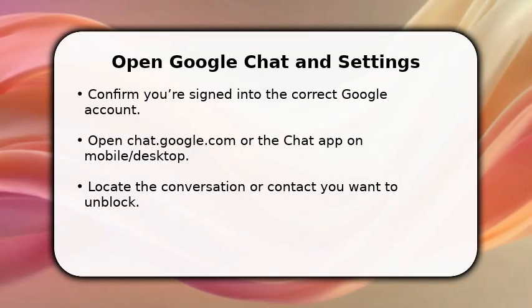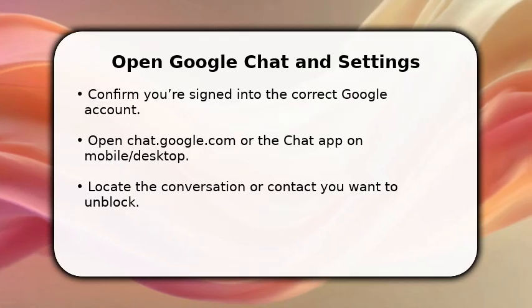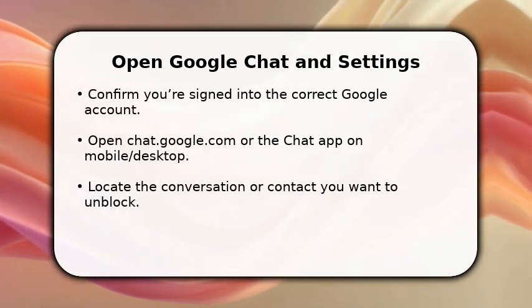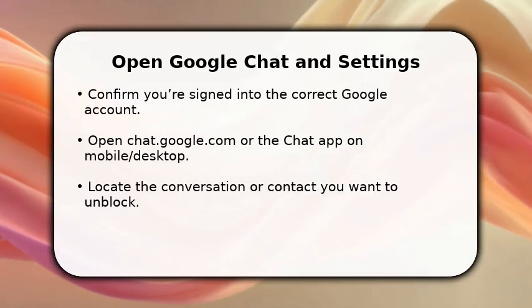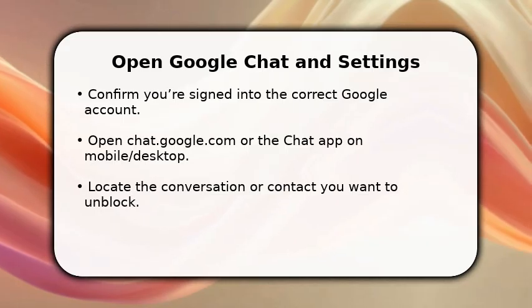Start by confirming you're signed into the Google account that has the block. Open chat.google.com or the Google Chat app now. Once loaded, find the conversation list. Tap or click the person's name or the three-dot menu in the chat header to reveal contact options.